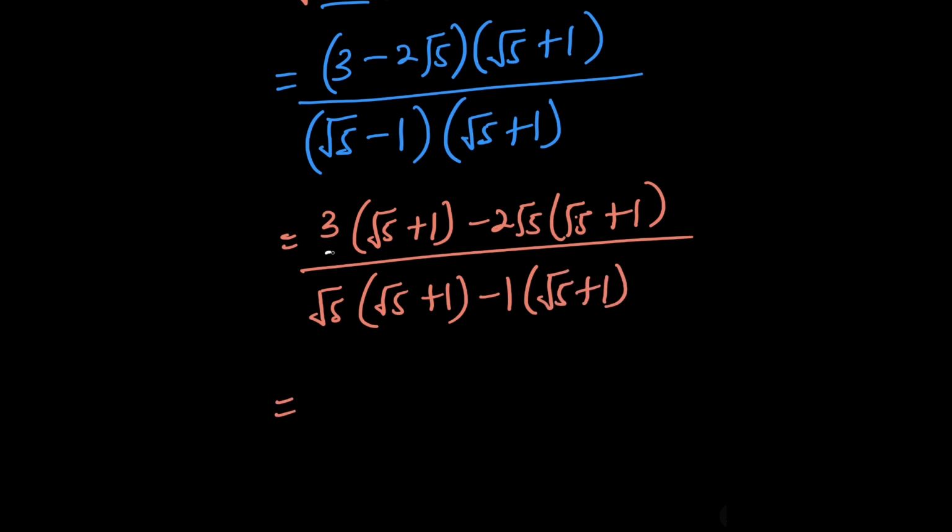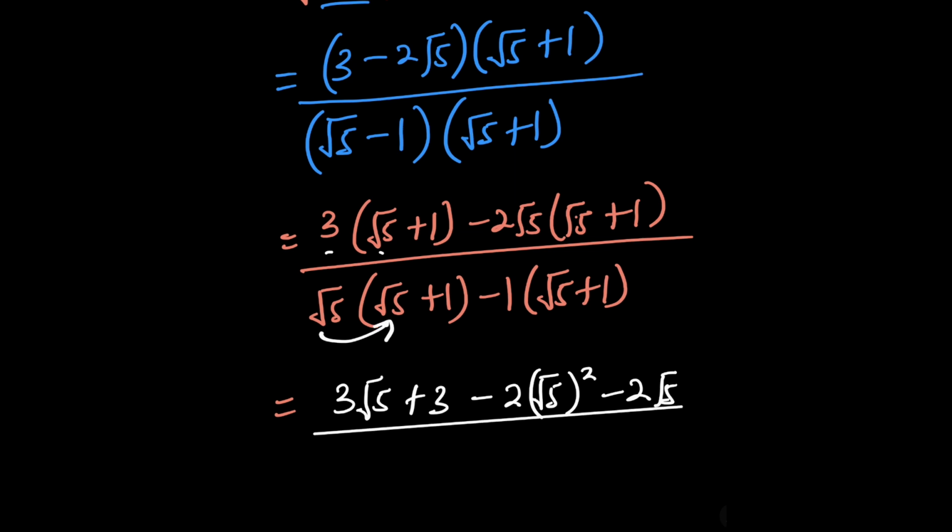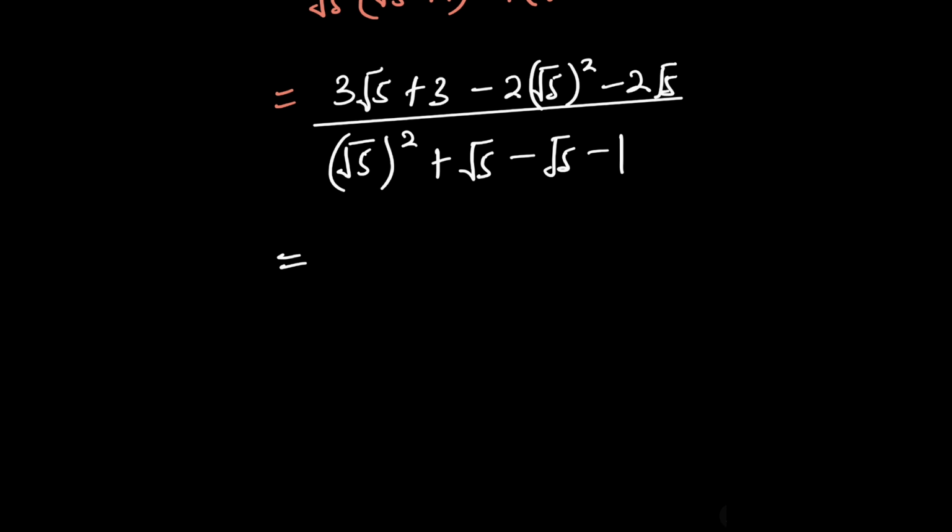So multiplying this and that, you're going to have 3 root 5 plus 3, and then that and that, you're going to have minus 2 root 5 square, because it is root 5 times root 5. Then this will multiply this one, and then we are going to get minus 2 root 5 all over. Now root 5 times root 5 is going to give us root 5 square, and then we will have plus root 5, minus root 5 minus 1. So we have to simplify by grouping like terms.